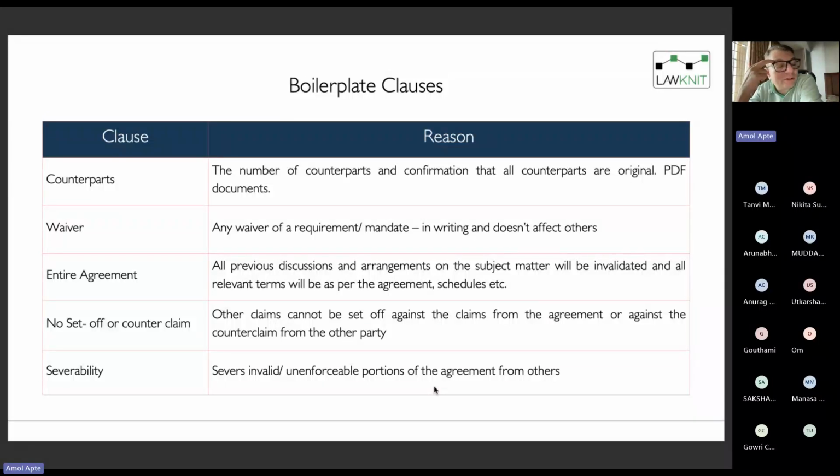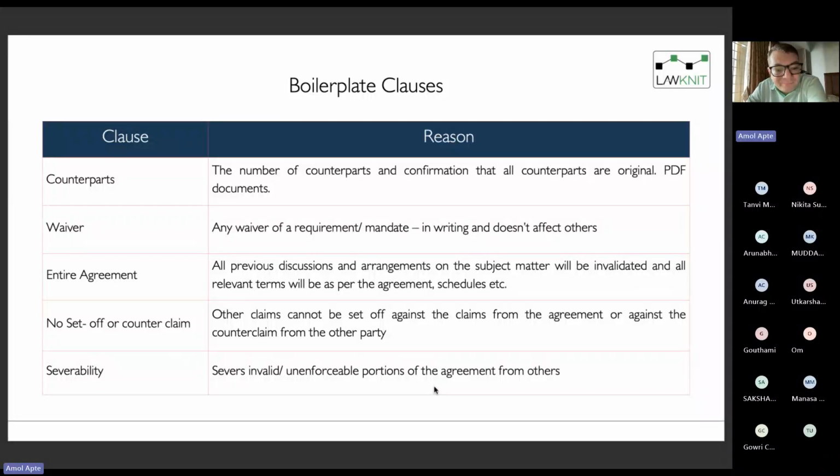Then there are clauses relating to set-offs or counterclaims. Typically, these clauses deal with when you are settling the compensations or the considerations in the agreement. Can you set off certain things against the consideration, or can you set off certain things against the claims made by the other parties, etc., is covered in this clause.